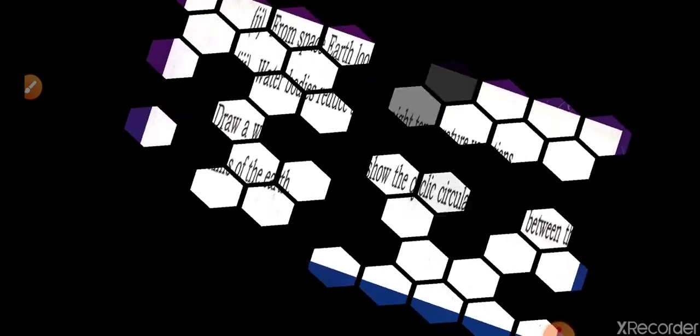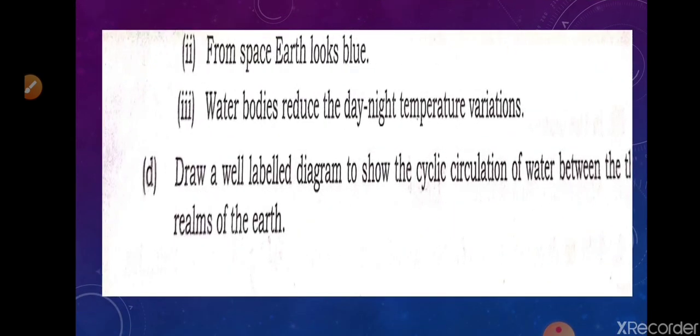Now we can move to the second answer, that from space the earth looks blue. So that answer you can write yourself: due to presence of 70% water, the earth looks blue from the space. So no need to mention this one, you can write this one: due to presence of 70% water, the earth looks blue from the space.